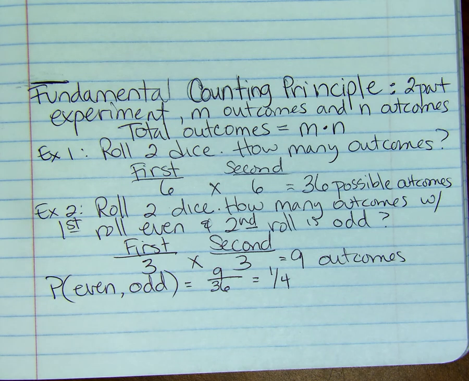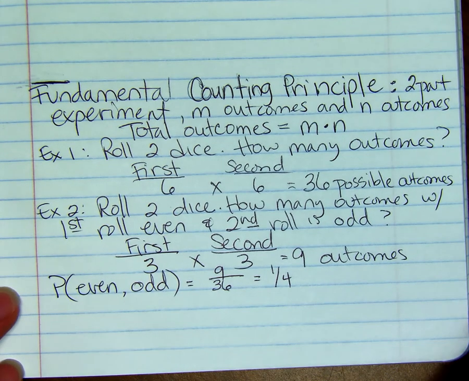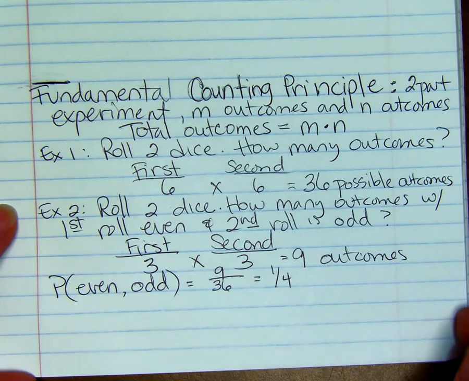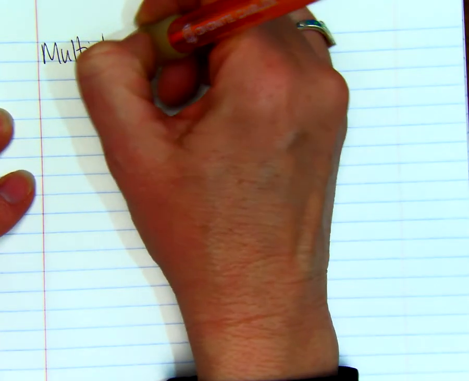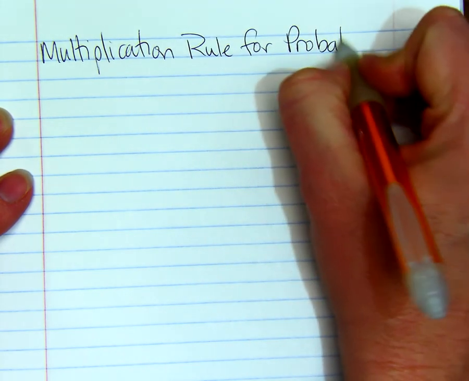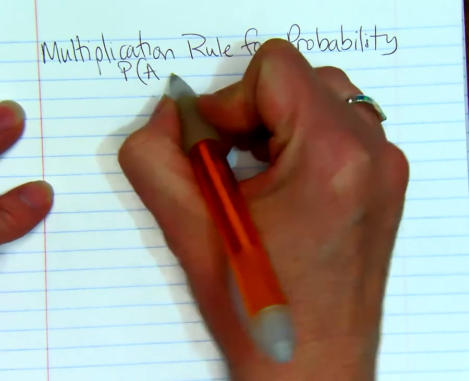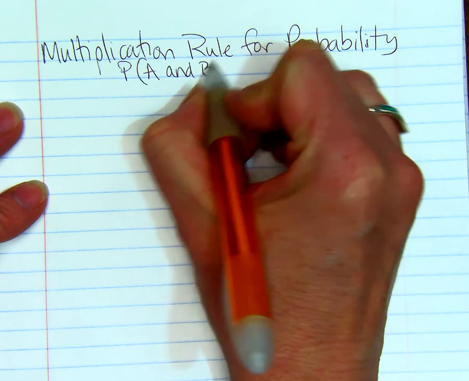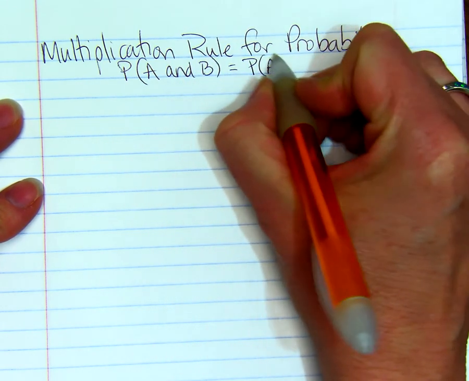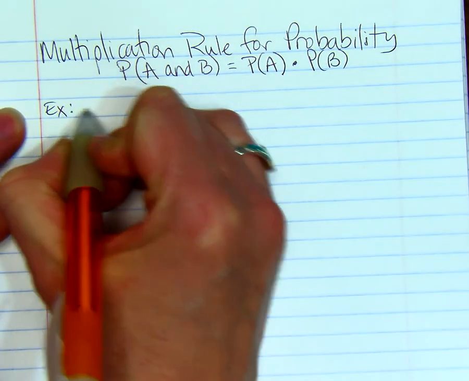The multiplication rule for probability. You know what? I'm going to put this on the next page. It says that if you want to find the probability of A and B, you're going to take the probability of A and multiply it by the probability of B. So here's an example that uses that.